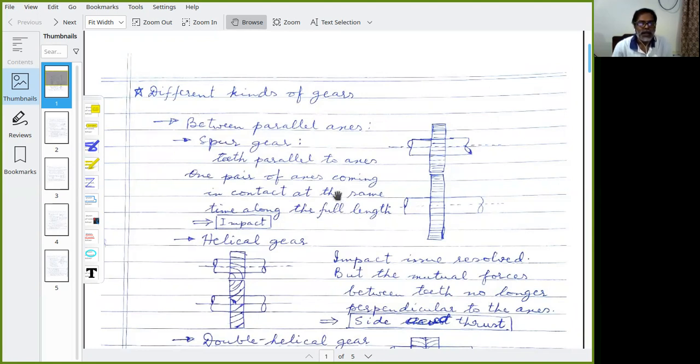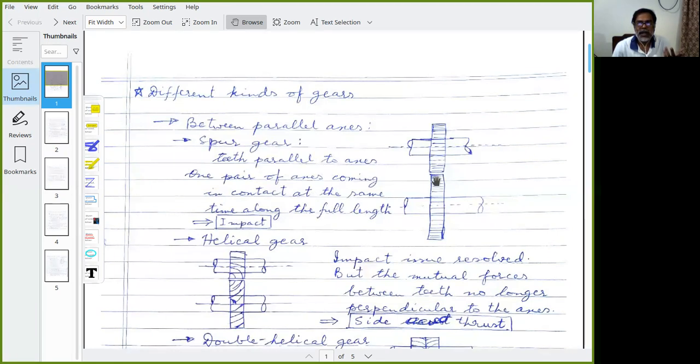So the simplest kind of motion transfer, power transfer, power transmission is between two parallel shafts. And in that case, the simplest gear pair that you can have is the spur gear, in which the teeth are parallel to the axles. So typically, the contact ratio is a little more than 1.3 to 1.4.